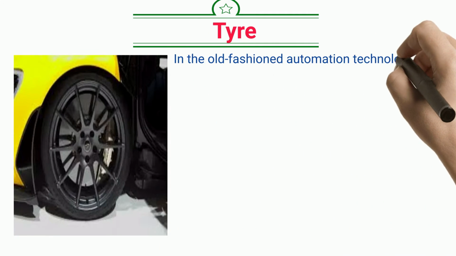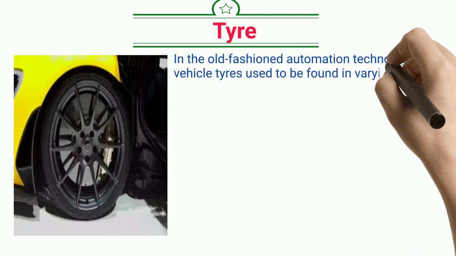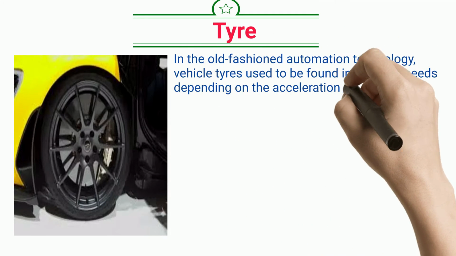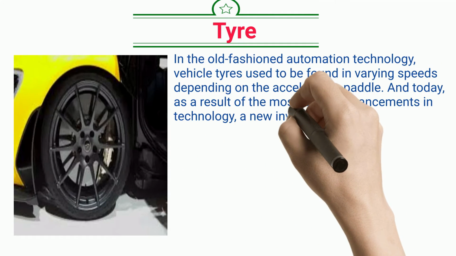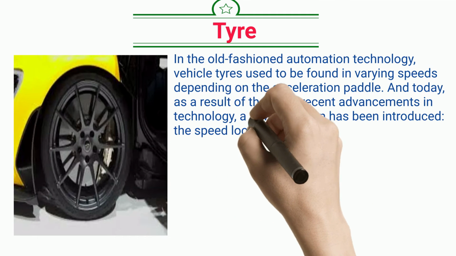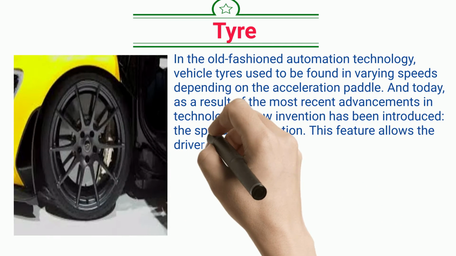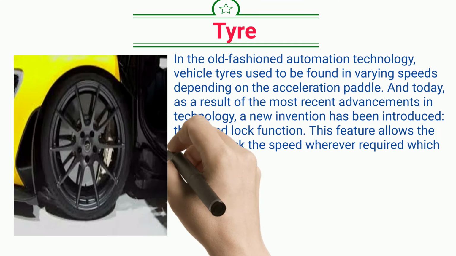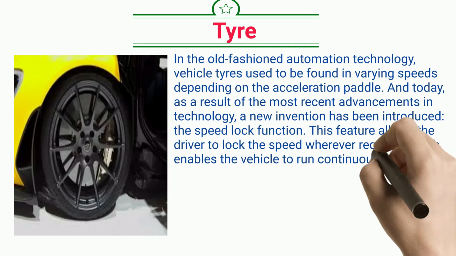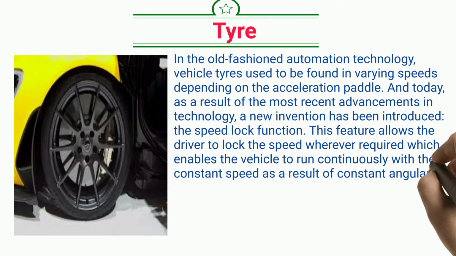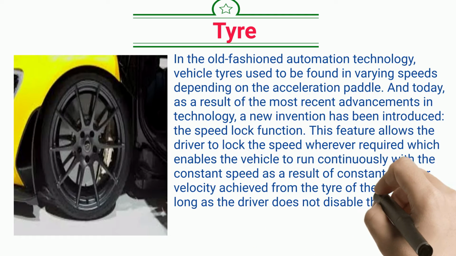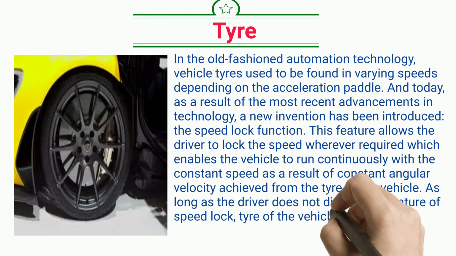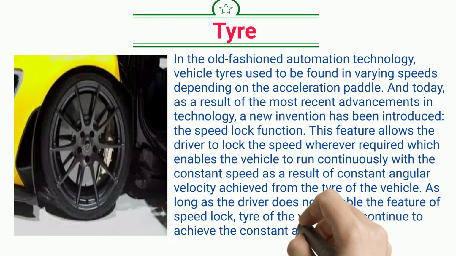Tire. In the old-fashioned automation technology, vehicle tires used to be found in varying speeds depending on the acceleration pedal. And today, as a result of the most recent advancements in technology, a new invention has been introduced, the speed lock function. This feature allows the driver to lock the speed wherever required, which enables the vehicle to run continuously with constant speed as a result of constant angular velocity achieved from the tire of the vehicle. As long as the driver does not disable the speed lock feature, the tire of the vehicle will continue to achieve constant angular velocity.